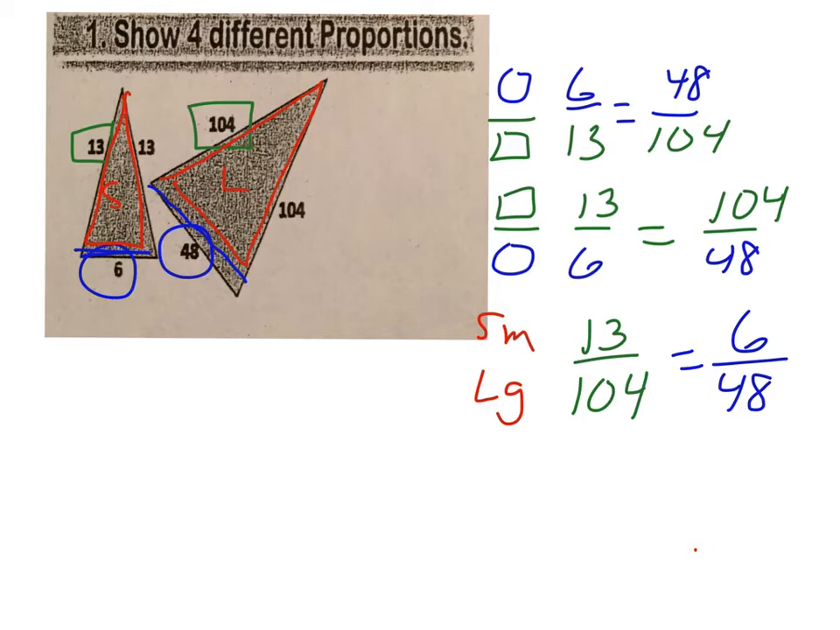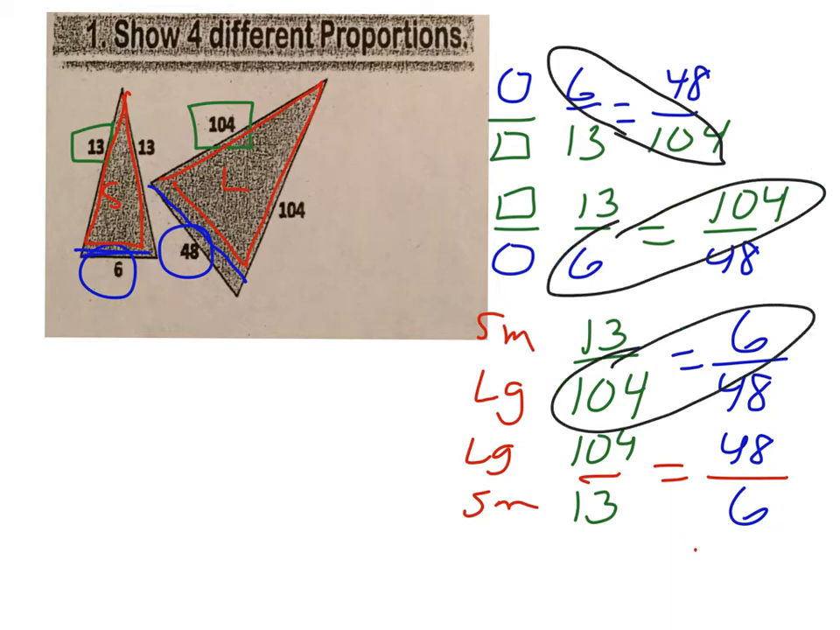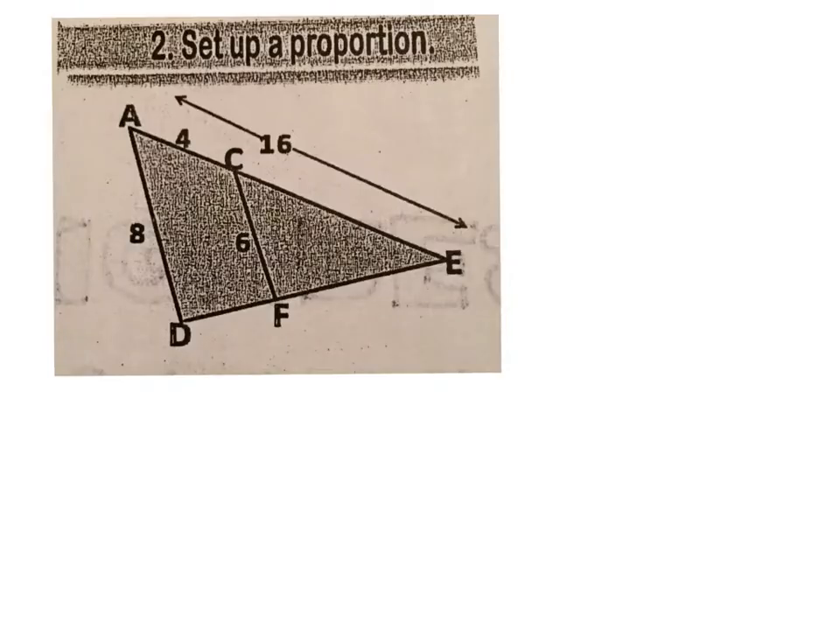Now I could take those and go ahead and do large over small, in which case I just take the original and flip them. 104 over 13, and this would be 48 over 6. Now what you really need to see is these are all the same proportion. If I was to cross multiply, I would cross multiply 6 and 104, 6 and 104, 6 and 104, and 6 and 104. So those are the same proportion, just in a different arrangement.